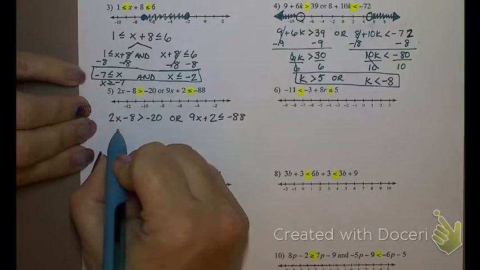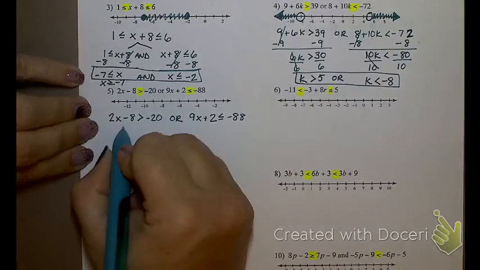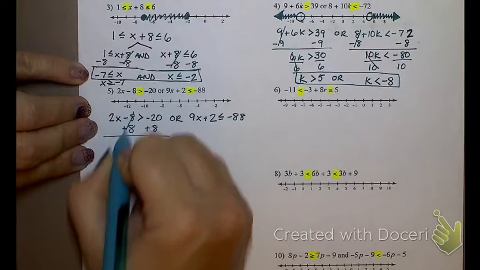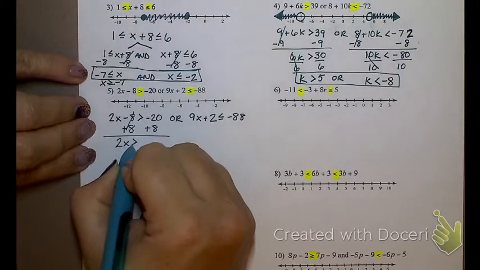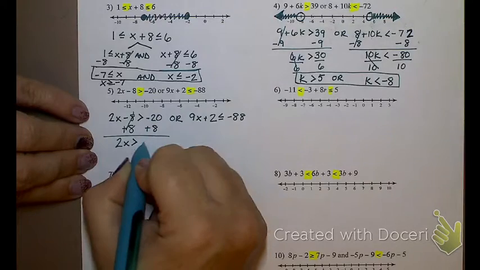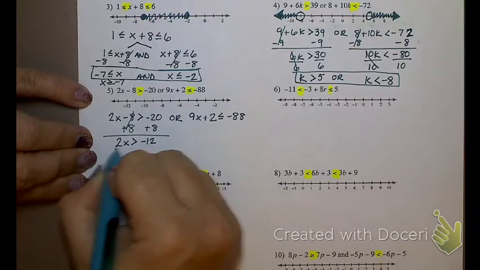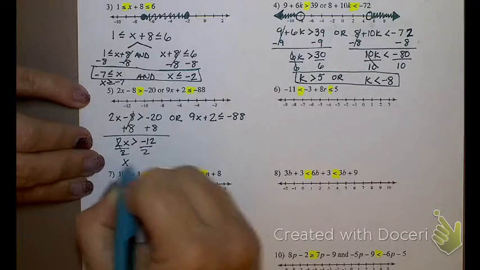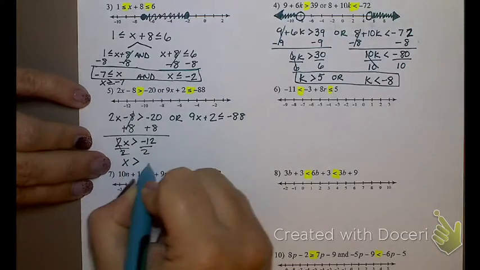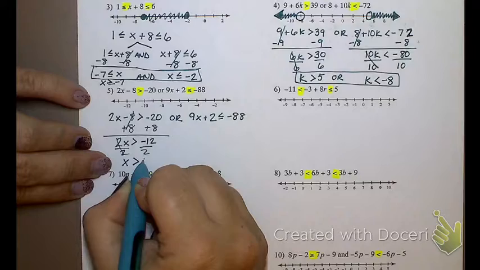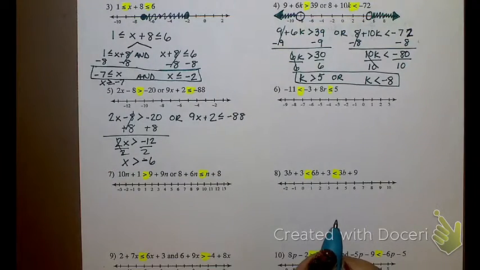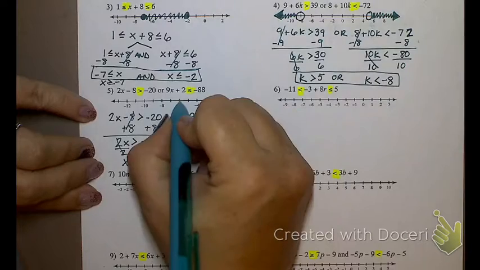What do I do first here? Add 8. So 2x is greater than what? Negative 12. Now I divide by 2. Do I have to change my sign? No. Nope. Negative 12 divided by 2 is negative 6. Open or closed circle on negative 6? Open.